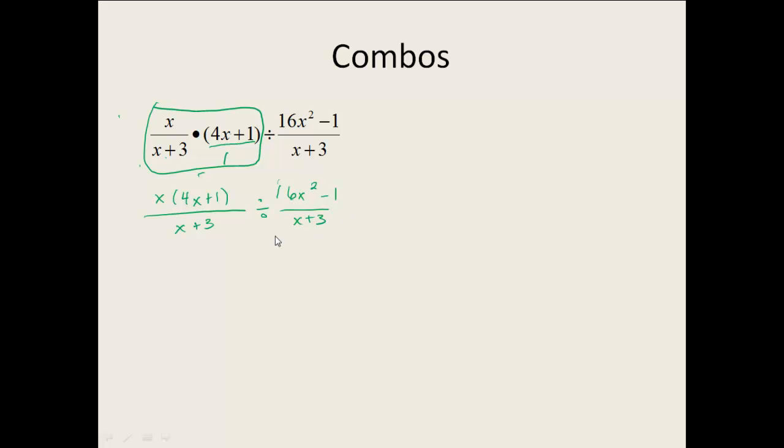So I'm going to go ahead and just flip that second fraction, and I'm going to actually factor it at the same time. Hopefully you notice that the 16x squared minus 1 is a difference of 2 squares. So I would rewrite that as (4x) squared minus 1 squared. Follow the pattern in your flip books, and that would give us a (4x plus 1) and a (4x minus 1).